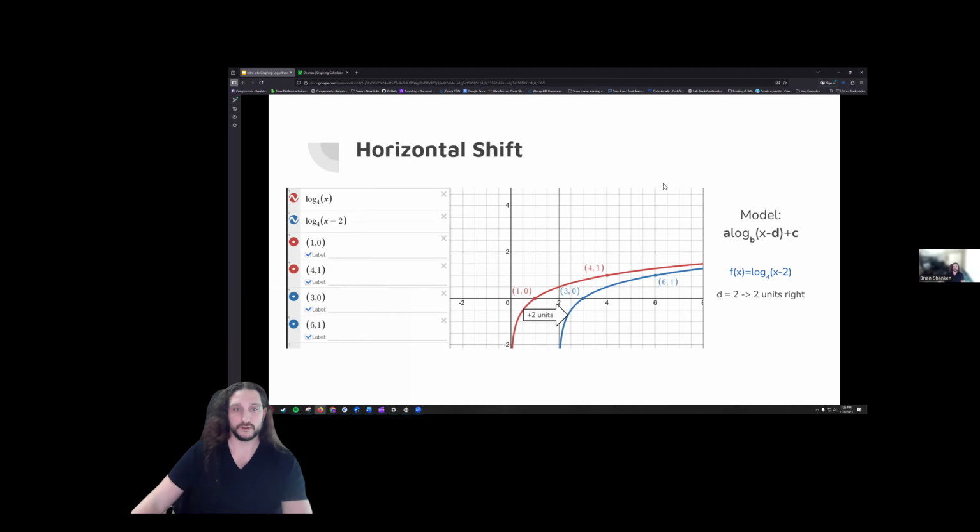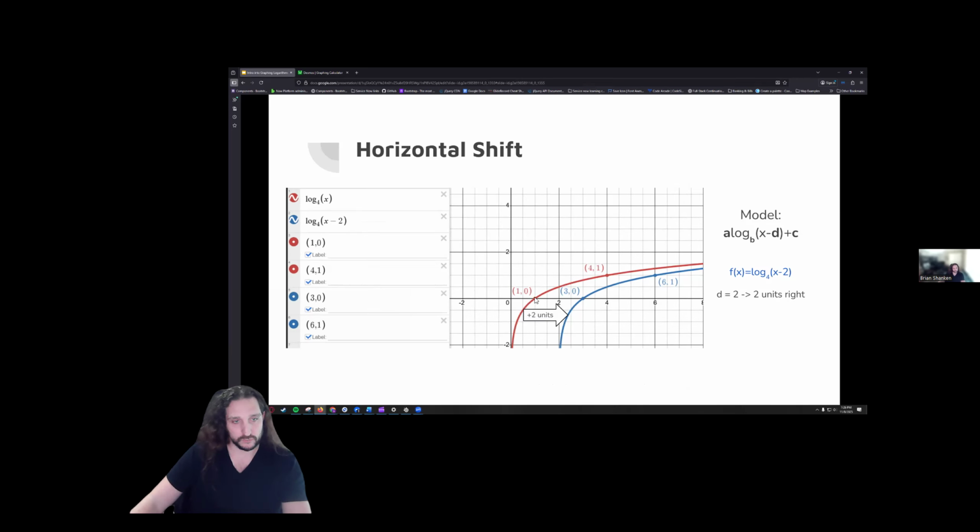For horizontal shift, this one's a little bit harder to see, but we can still get there. All right, so we got the base function of log of 4x in the red right here. And then we have log of x minus 2 base 4 in the blue right here. If we do our math, we see that we have x minus d, x minus 2. So our d is going to equal 2.